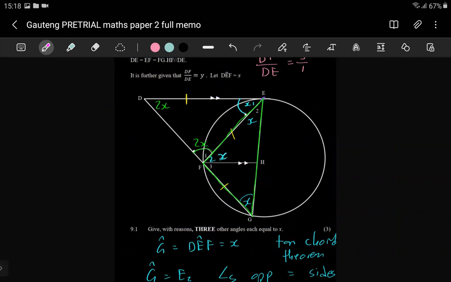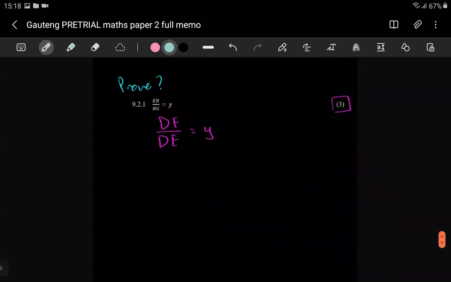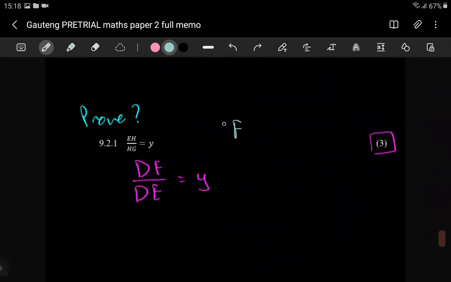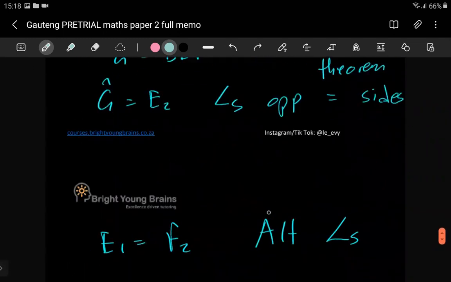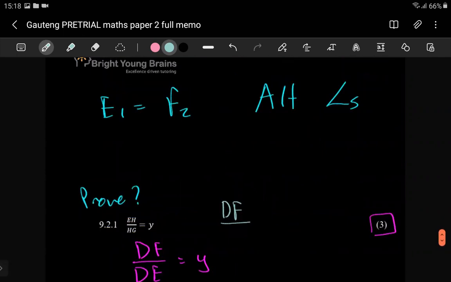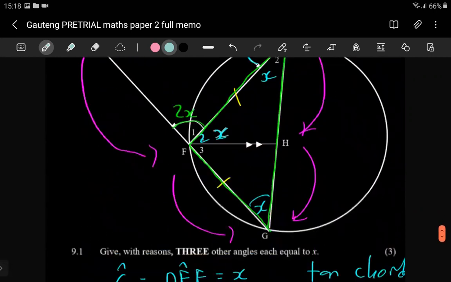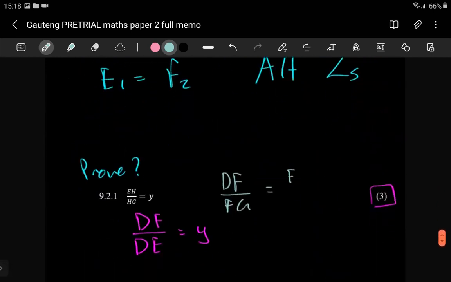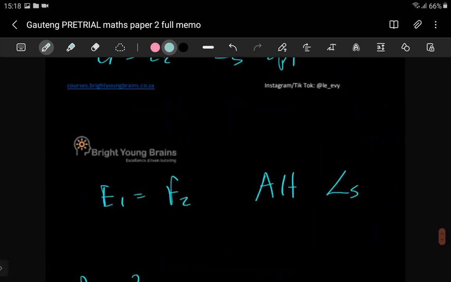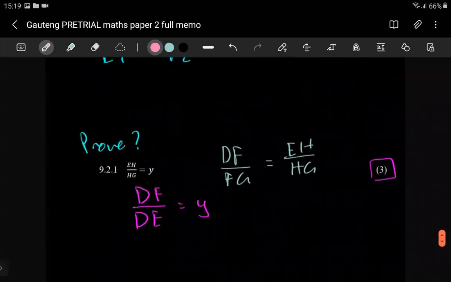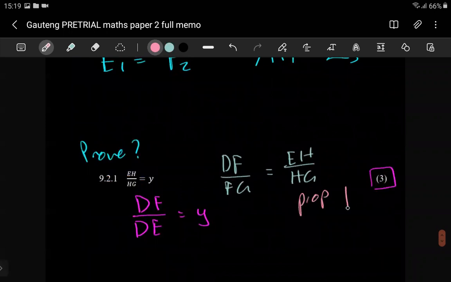So let's actually just do it. DF over FG is equal to EH over HG. The reason for that is just the proportionality theorem. So let's write that down. DF over FG is equal to EH over HG. This is a fact. The reason is just going to say here proportionality theorem, prop theorem.